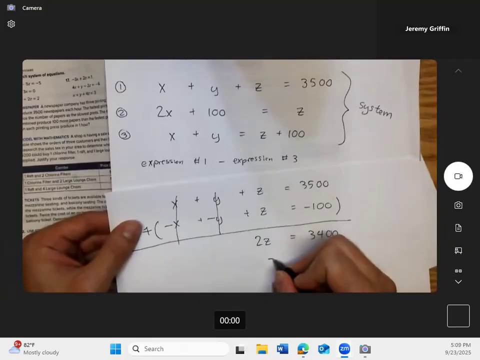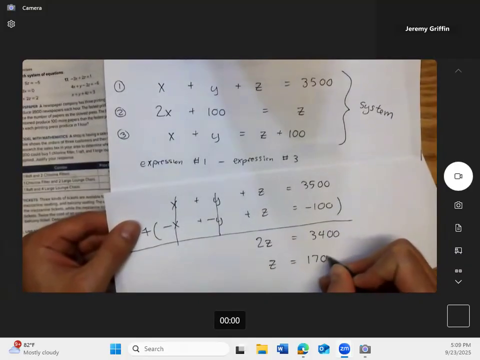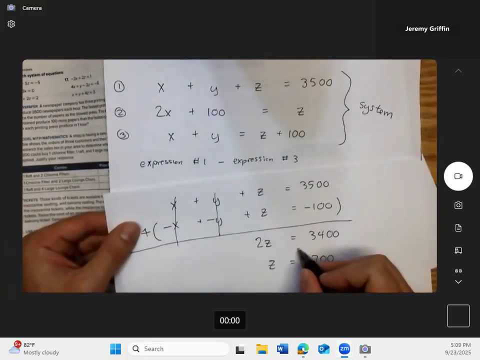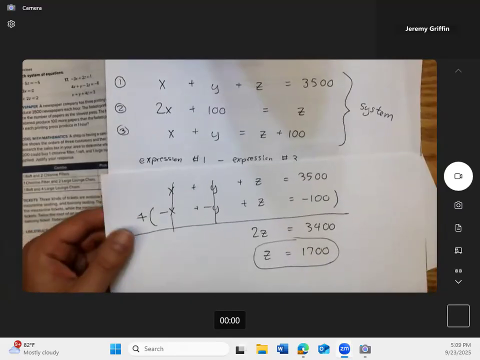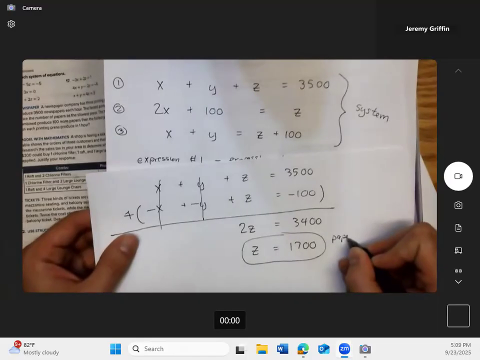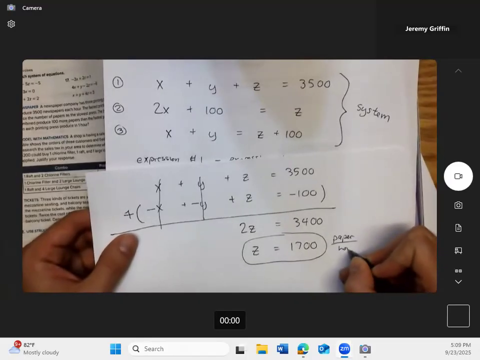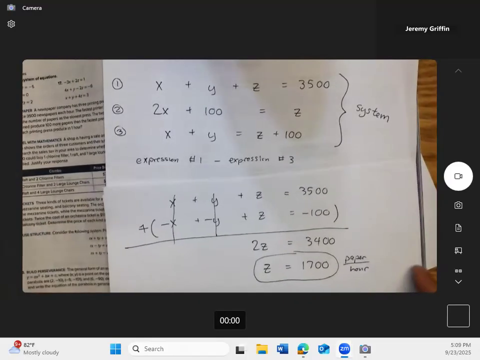So divided by 2, z is 1,700. So that should be the fastest press. The fastest press is doing 1,700 papers an hour. So this is papers per hour, if you wanted a unit on that, which would be a good idea.